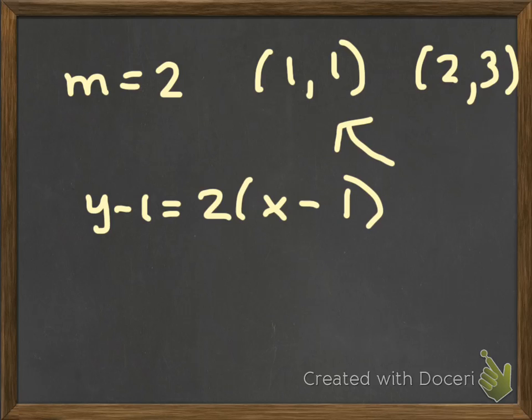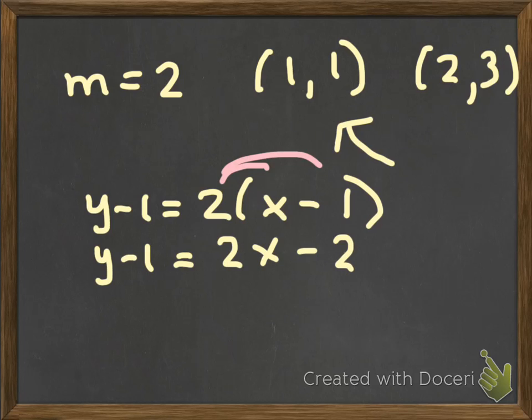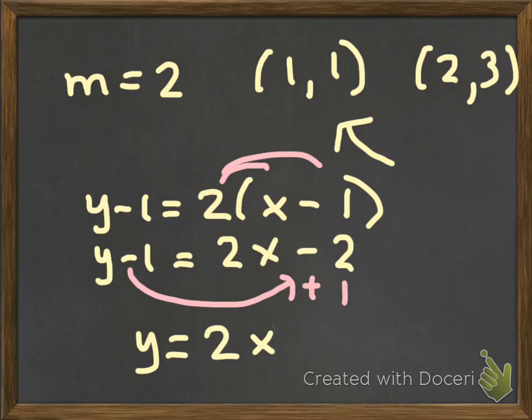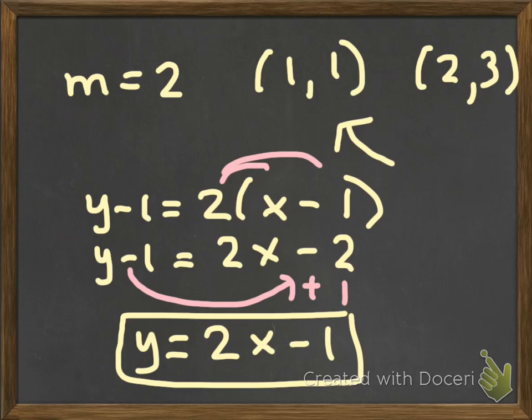Do distributive property. So now we have y minus 1 equals 2x minus 2. Bring the minus 1 to the other side, becomes plus 1. So the equation for the line is y equals 2x minus 1. So there's just one more step. You have to find the slope first, and then you have to use one of the points. It doesn't matter which one, the equation will come out exactly the same.